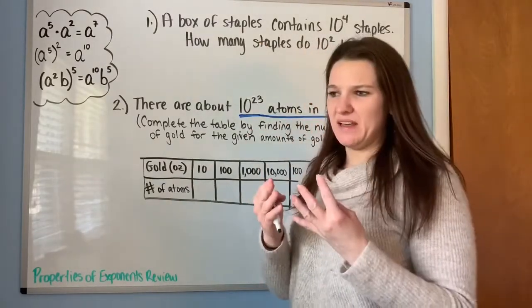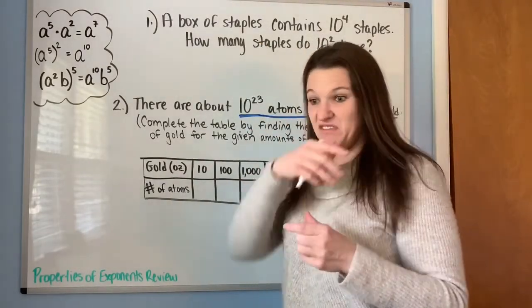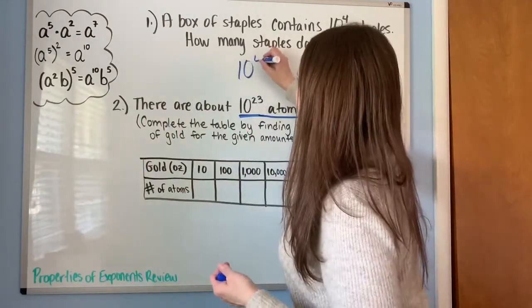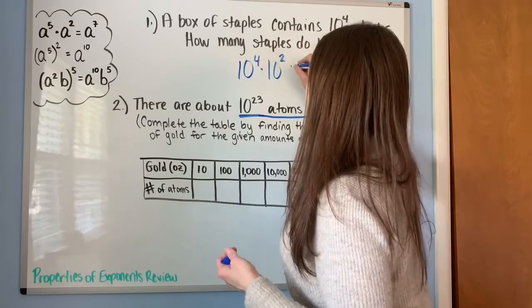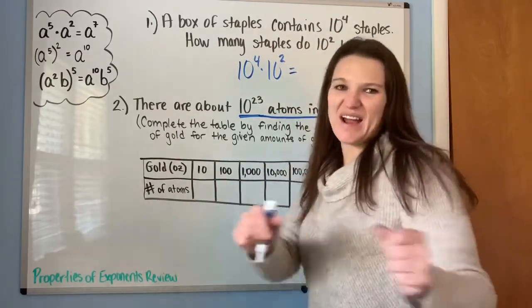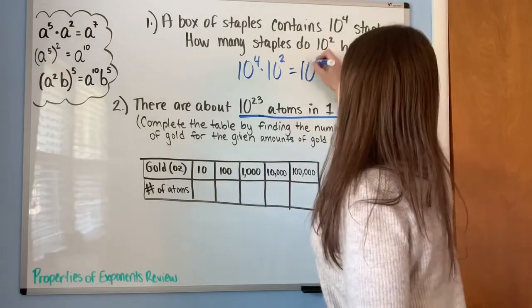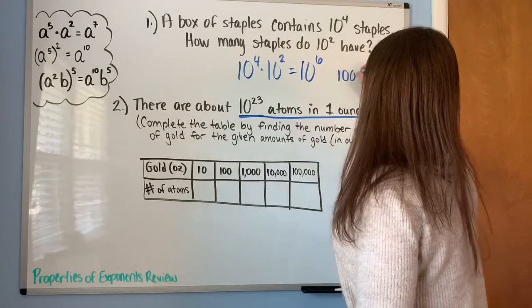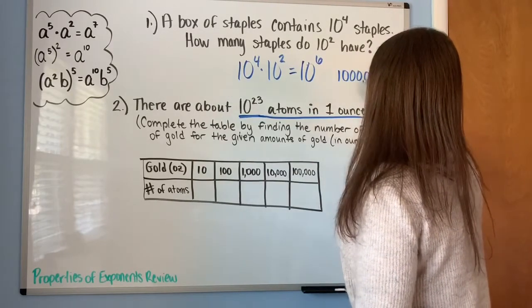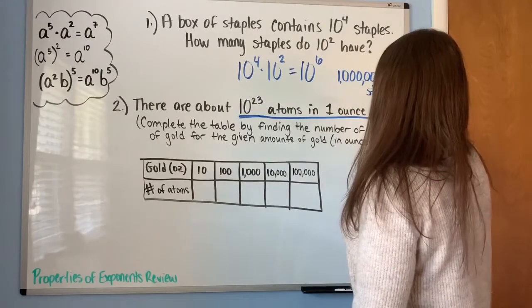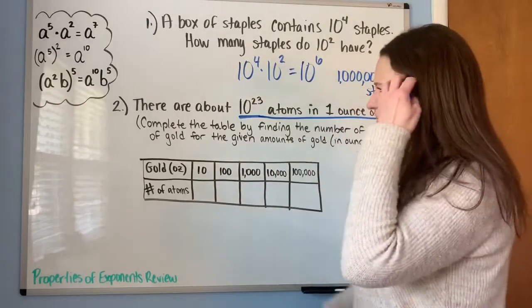If we have this many in a box, and we have this many boxes, we know we need to multiply. So we have 10 to the 4th times 10 squared. And the base is the same, and you multiply across, you add your exponents. And I have 10 to the 6th power. And that's how many staples, which is, let's see here, 1,000,000 staples. All right, let's look at our next one.